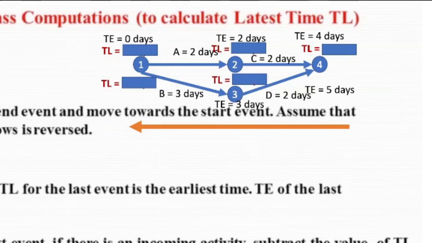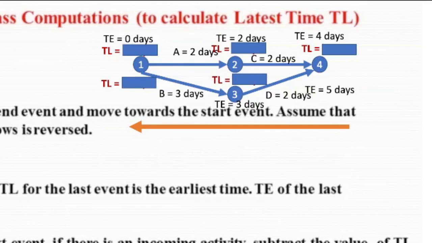For instance, in event 1 to 2, the TE at event 2 is 2 days because the TE at event 1 is 0 and the activity is 2 days, so that will be 0 plus 2. Now for event 3, that will be 3 days because the TE at 1 is 0 and the activity B is 3 days, so that will be 0 plus 3, which gives us 3 days.